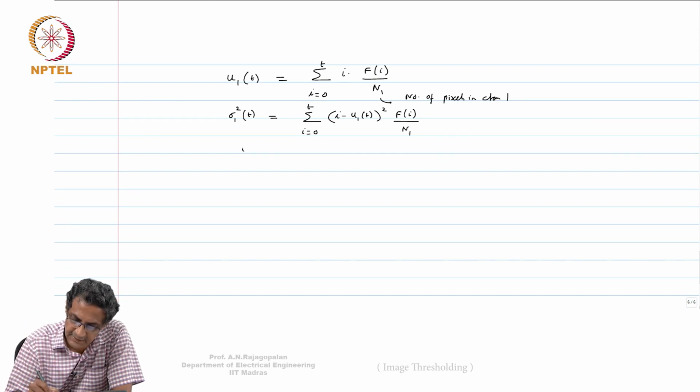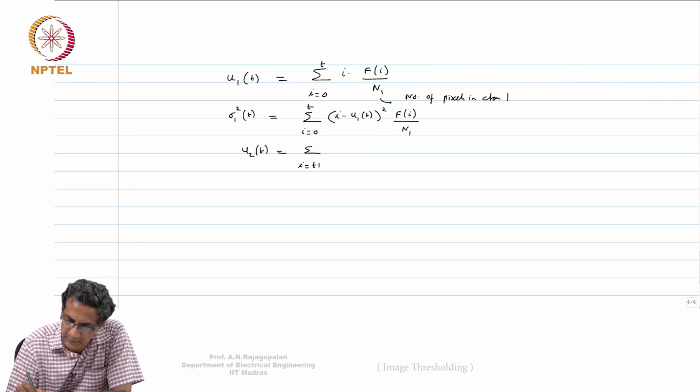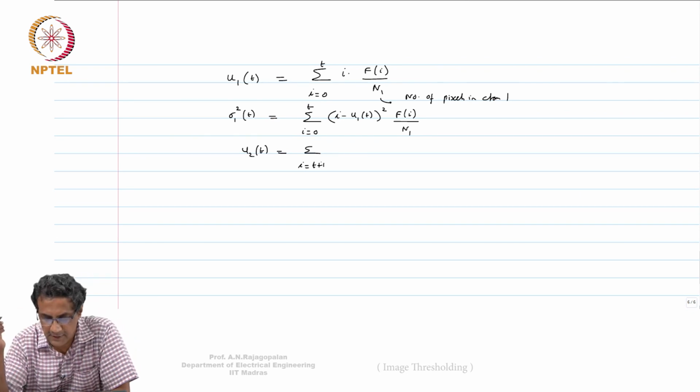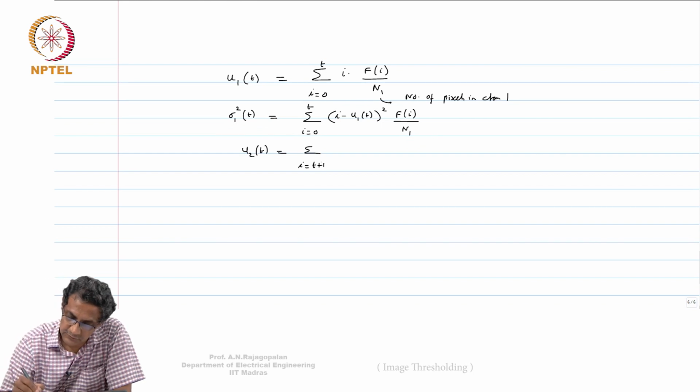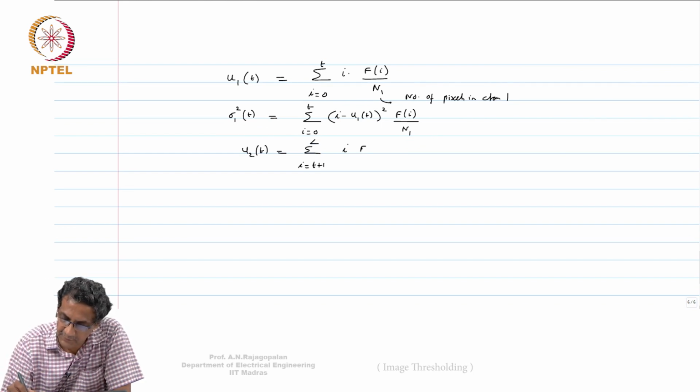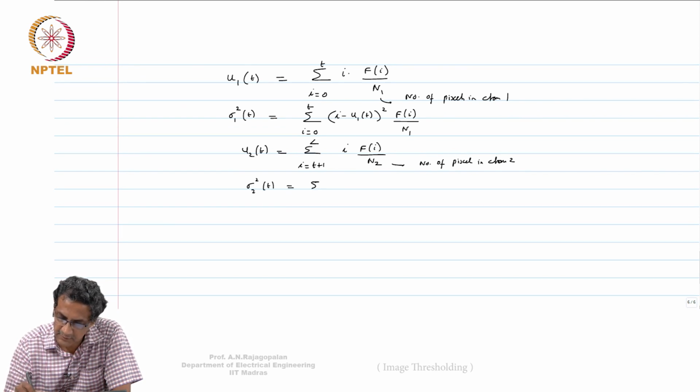Now similarly, for the second class we have mu2 of t given by the summation I equal to t plus 1 to L, because this is the class that involves intensities greater than t, of I into f of I, divided by n2, the number of pixels in class 2. And similarly we have sigma 2 square of t, which we can write as the summation I equal to t plus 1 to L of I minus mu2 of t, the whole square, into f of I by n2.